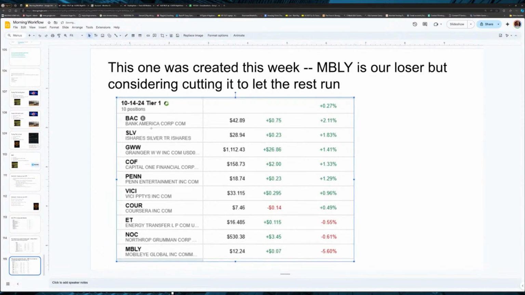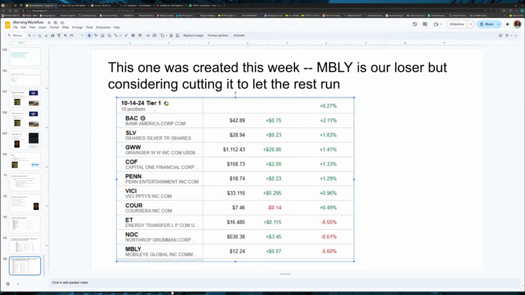What I like to do when I create these baskets is put together, to the best that I can, stocks that aren't necessarily highly correlated, although Bank of America may be correlated a little bit with Penn. Bank of America and Capital One are kind of similar industries. But Coursera is not correlated with Bank of America, completely different industry. Energy Transfer, again, completely different. So I really try to mix these up.